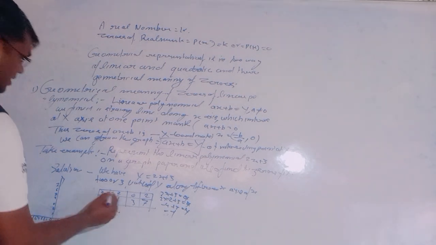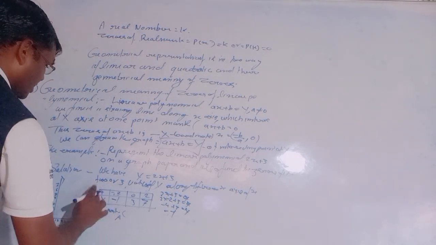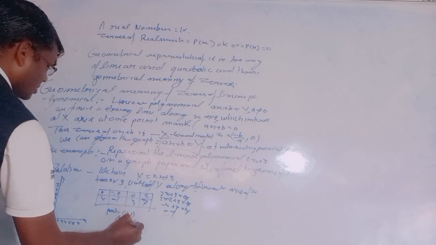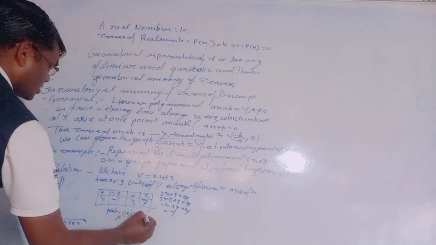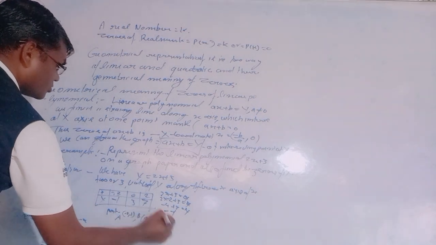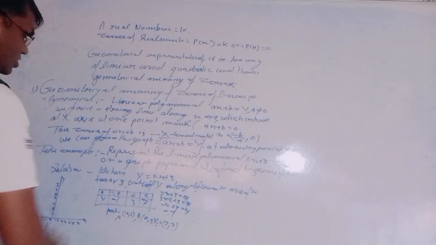Point first x is here, minus 2. Suppose point A is here, minus 2 and minus 1. Point B we will write here, 0 and 3. Point C is right here, 2 and 7. Then here are the points we have to find.